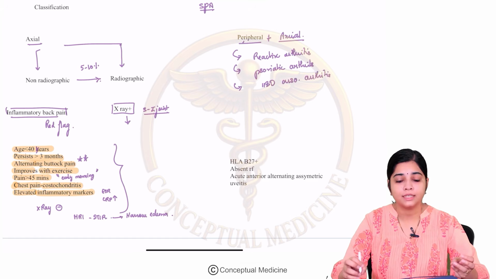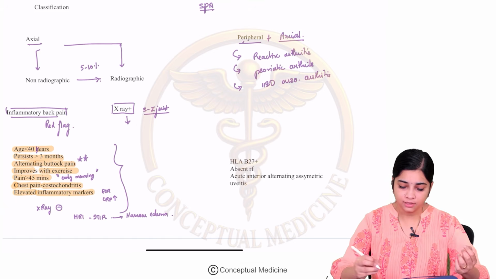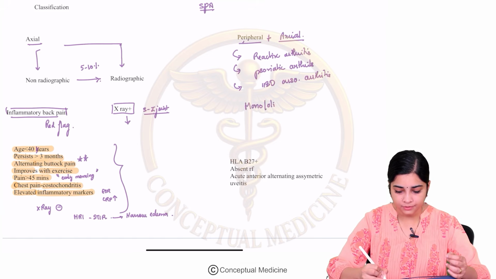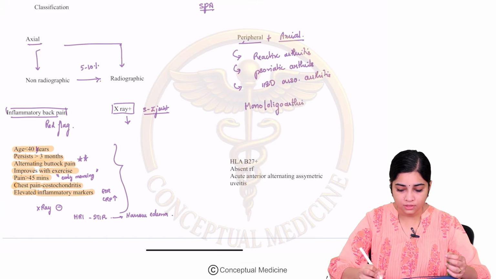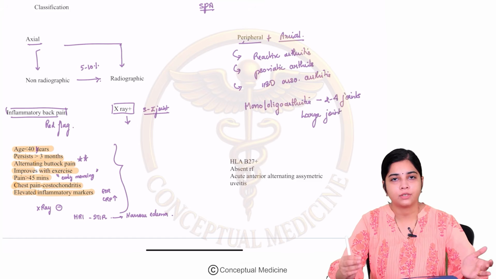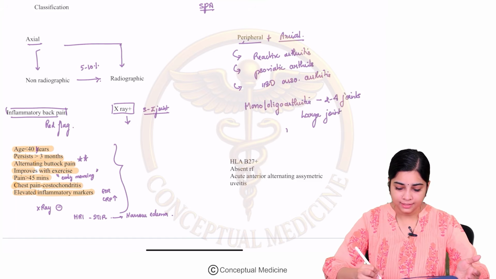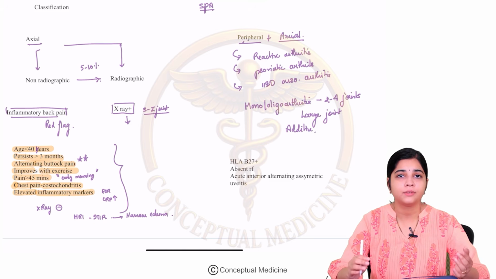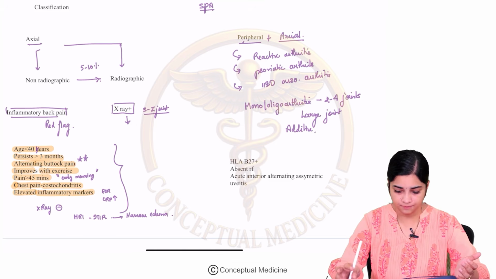Okay. So reactive arthritis, psoriatic arthritis and IBD-associated arthritis usually present with peripheral spondyloarthropathy, where you can have mono or oligoarthritis. Oligoarthritis means what? There is involvement of about 2 to 4 joints, and predominantly they are large joint involvement. So commonly you have a knee joint or an ankle joint involvement, and they can be additive in nature. So sometimes you can have an ankle joint involvement, followed by which after a few days you may have knee joint involvement and so on. Okay.